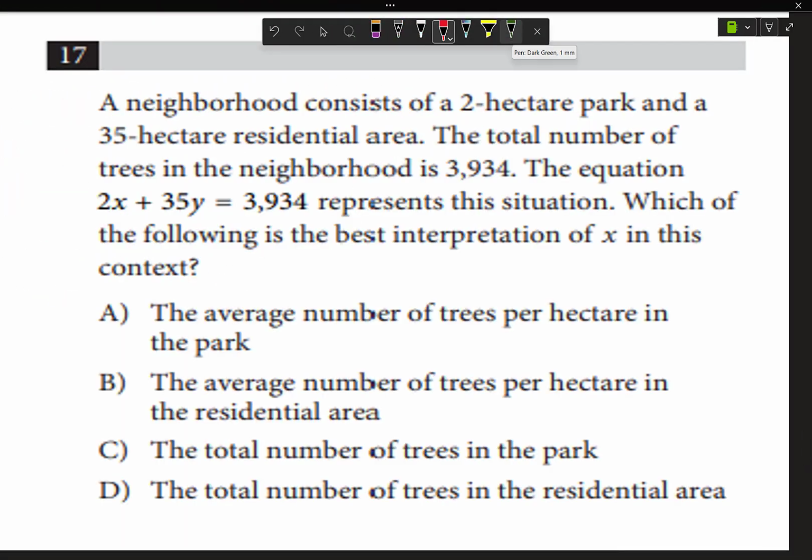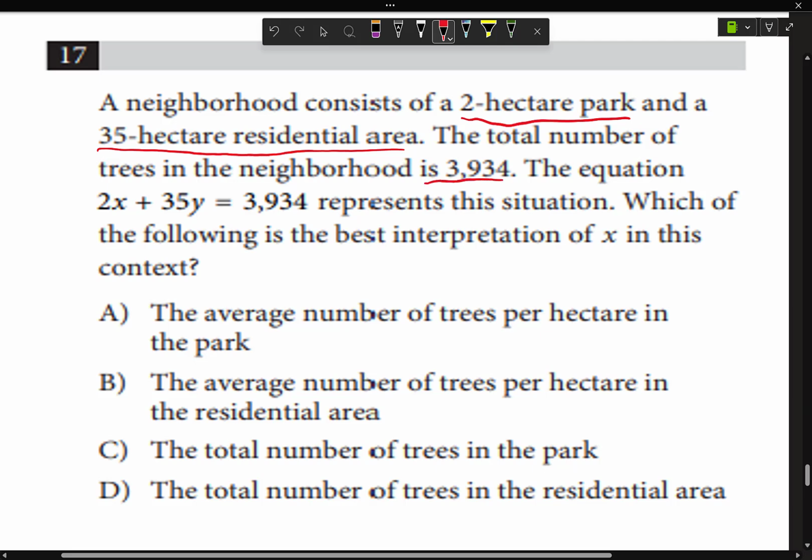Question 17. A neighborhood consists of a 2-hectare park and a 35-hectare residential area. The total number of trees in the neighborhood is 3,934. The equation 2x plus 35y equals 3934 represents this situation. Which of the following is the best interpretation of x in this context?